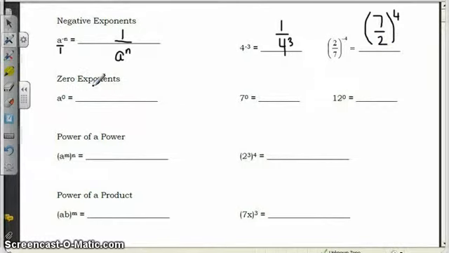The next property is zero exponents. A to the power of 0 is 1. 7 to the power of 0 is 1. 12 to the power of 0 is 1. Anything to the power of 0 is 1. Then we have power of a power.